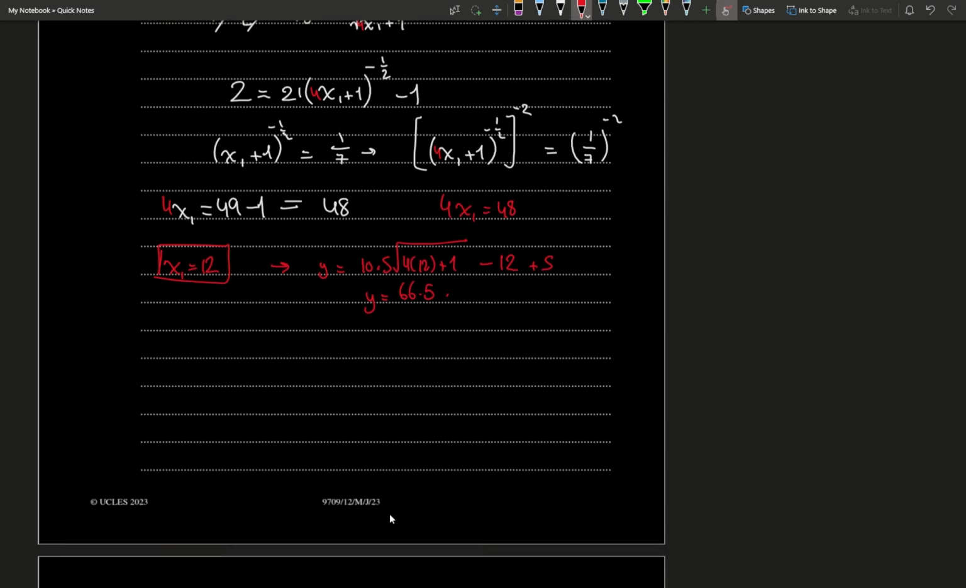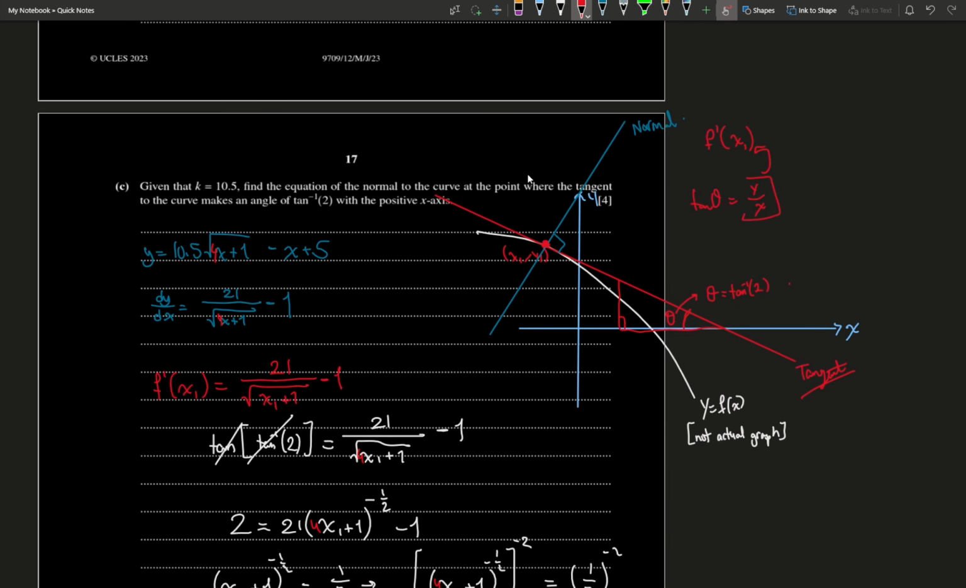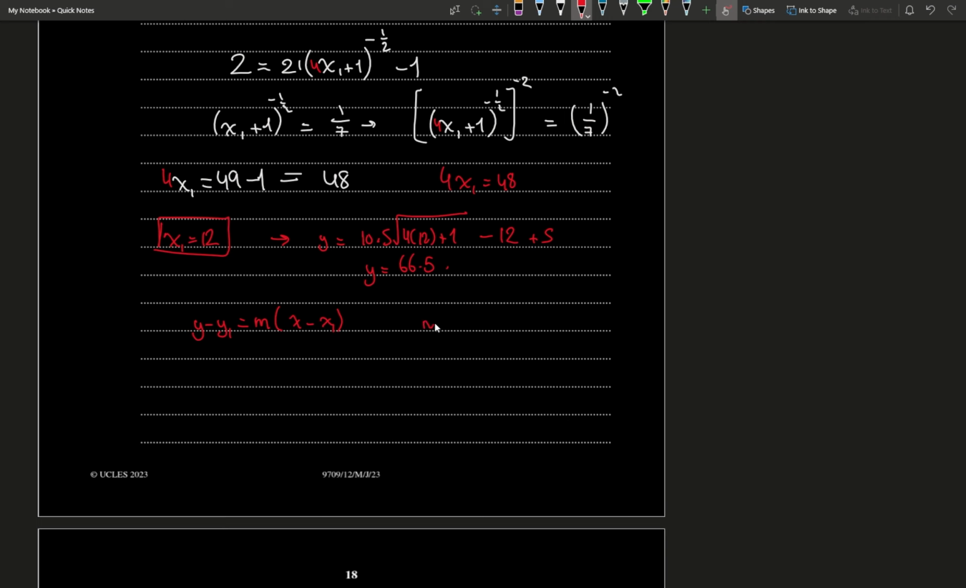Now we can finally find the equation of the normal by using the straight line equation y minus y1 is equal to m multiplied by x minus x1. y1 is 66.5 and x1 is equal to 12. But what is the gradient? Well, the gradient is the negative reciprocal of the tangent's gradient. We know the gradient of the tangent is equal to 2, so the gradient of the normal will be negative half. So y minus 66.5 is equal to negative half times x minus 12.